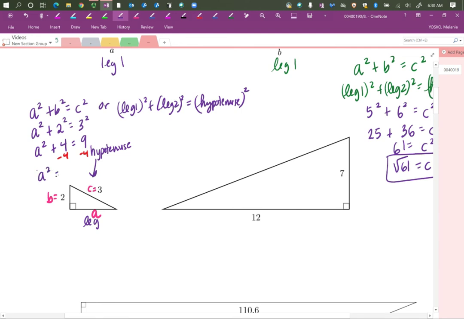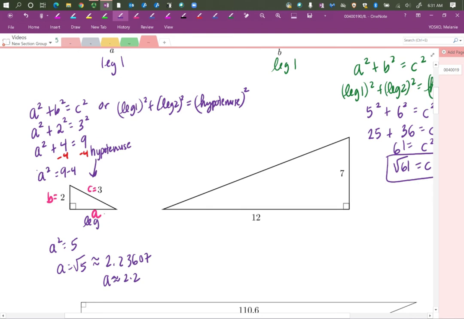If you need to, you can subtract 4 from both sides. So a squared equals 9 minus 4. So we see that a squared equals 5. Okay, but I don't want a squared, I want a. So a is the square root of 5. Square root of 5 is 2.23607. So if you're going to round to 1 decimal place, you would say a is approximately 2.2.